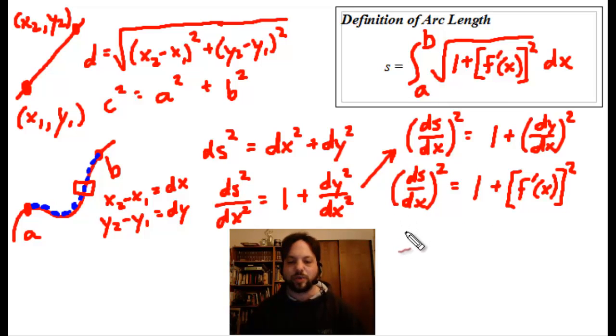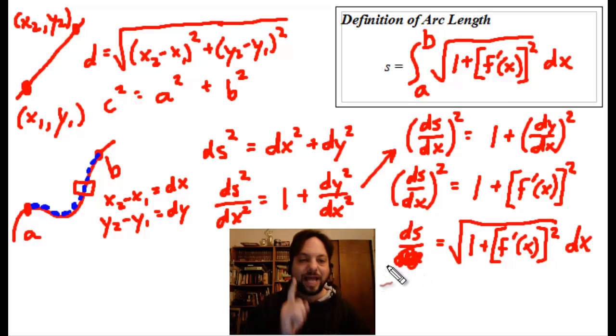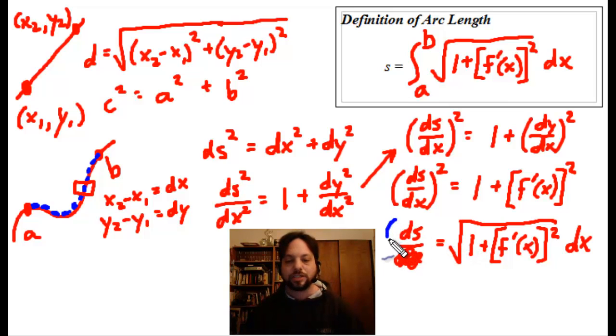If I square root both sides, I'll have ds over dx equals the square root of 1 plus the derivative of this function squared. And hopefully you can see this last step. I'm just going to take this dx and multiply it on both sides, and there we go. My one last step here is that's going to give me the length of one little bitty line segment. As I said, we want to add all of them up. So let's integrate on both sides.